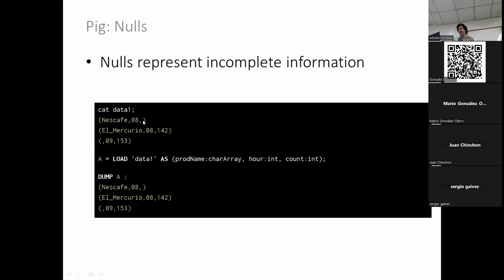So we have a null here because we don't know how many times Nescafe was bought at 8 a.m. And we have a null here because we have a product that was bought 153 times at 9 a.m., but we don't know the name. Here we have some other example data, this is the same data. So we have 2 nulls in the data.